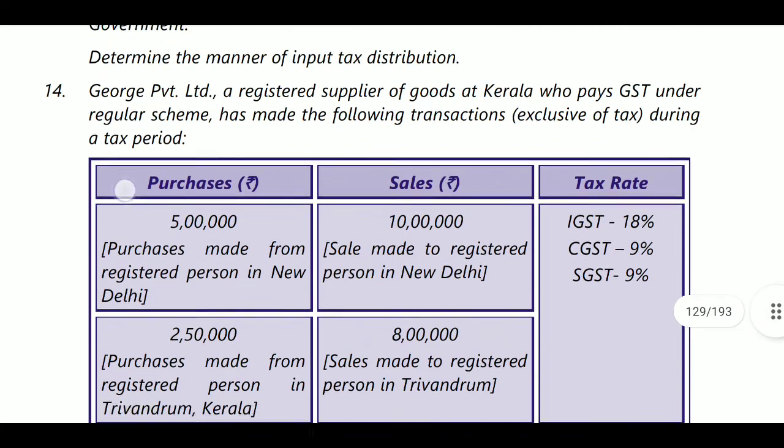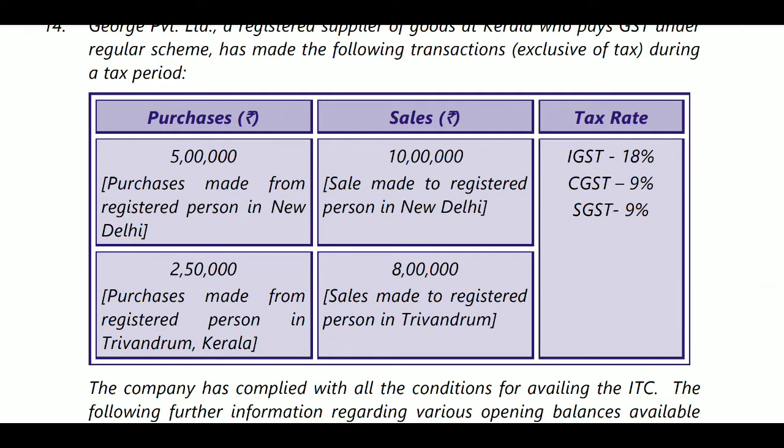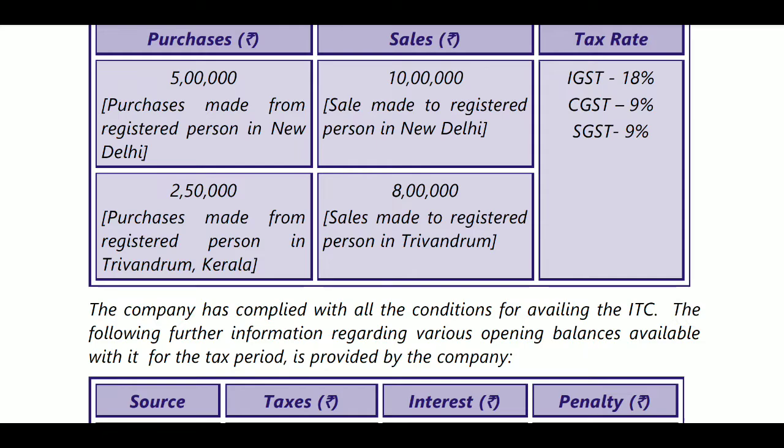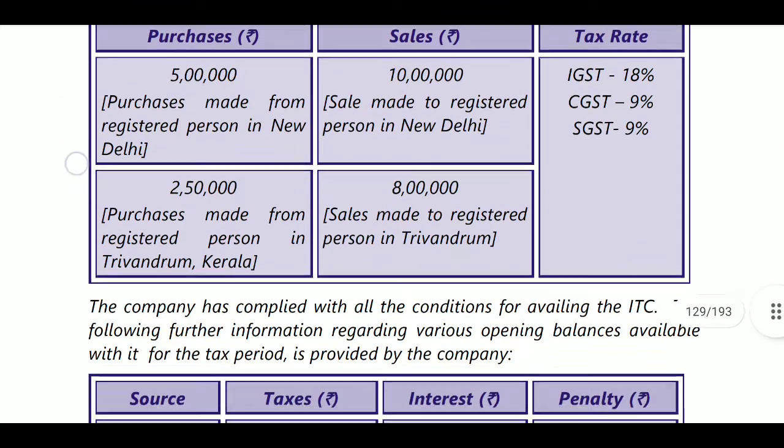But we need to pay only 1 lakh 80. 10 lakhs into 18%, 1 lakh 80, and credit available 1 lakh 90. So 1 lakh 80 is fully utilized, and 10,000 is eligible. That 10,000 of IGST you may utilize for CGST or SGST, or only for CGST or only for SGST. You can claim any one. Next, 2 lakh 50 is there, which is related to CGST, SGST, because we are in Kerala.